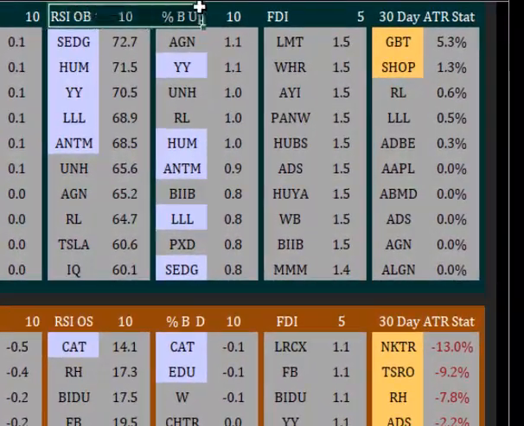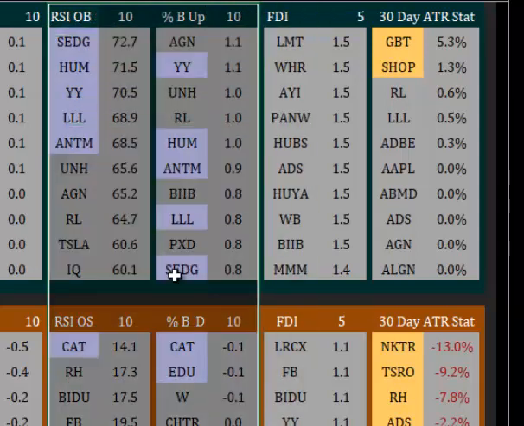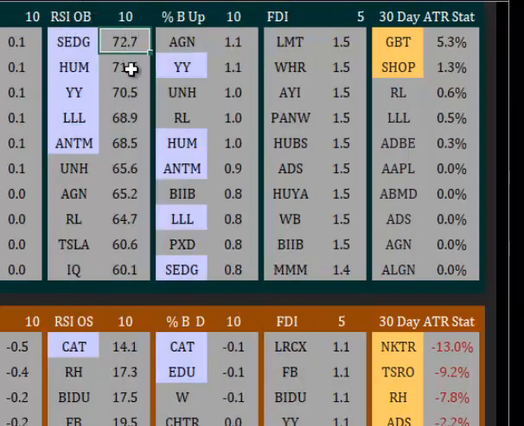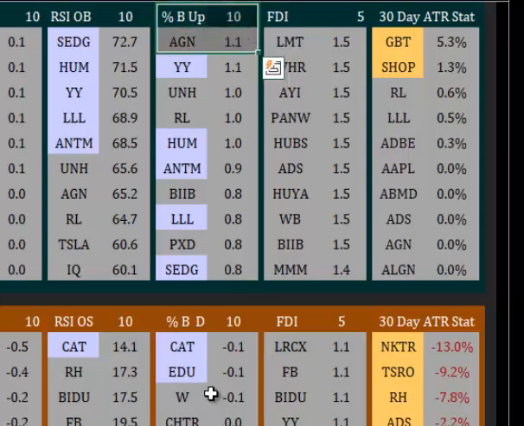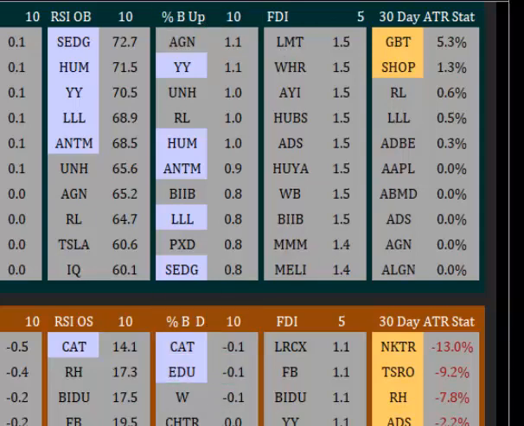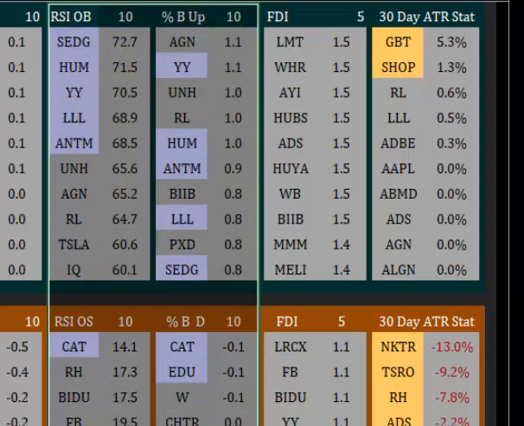Here we have overbought and oversold. We've got the traditional RSI overbought oversold numbers. And then percent B, that's the percentage beyond the Bollinger Band, the upper Bollinger Band or the lower Bollinger Band. And these are more geared towards a reversion to the mean in general. That's how most people use them.